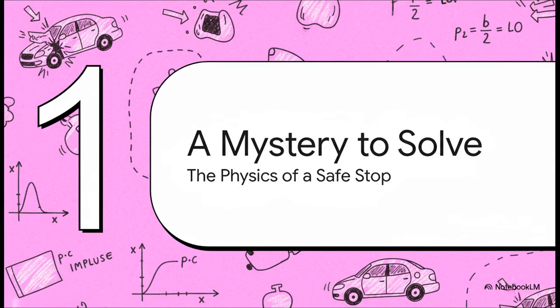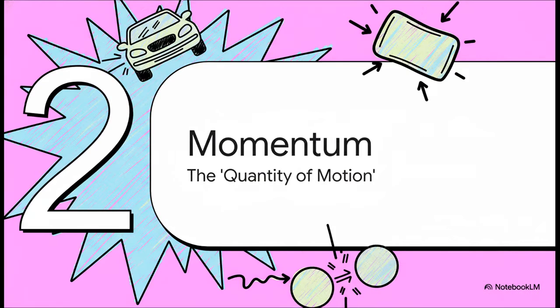So, let's treat this like a bit of a mystery. Our mission is to figure out the secret behind making any stop a safe stop. And to do that, we're going to need 3 key tools from the physics toolbox to crack this case wide open. Okay, tool number 1 is momentum.